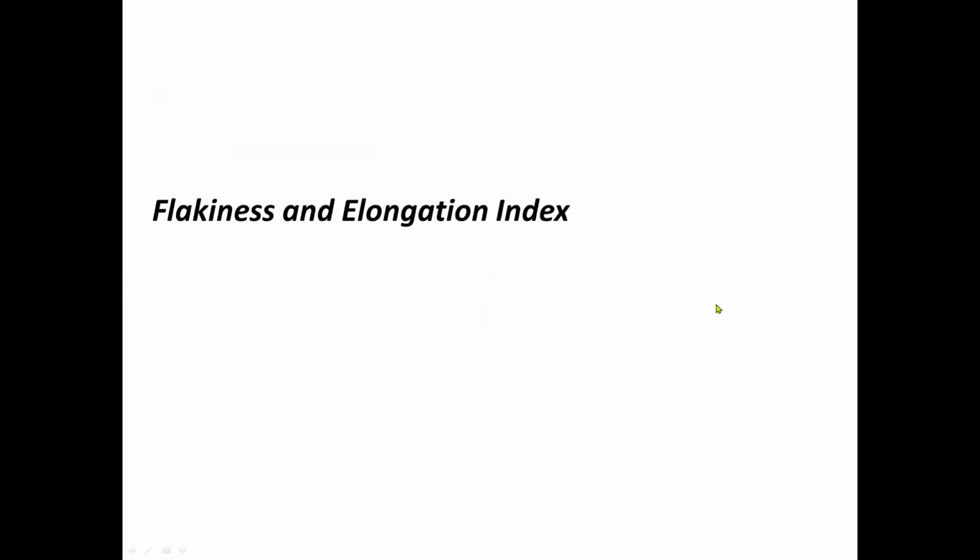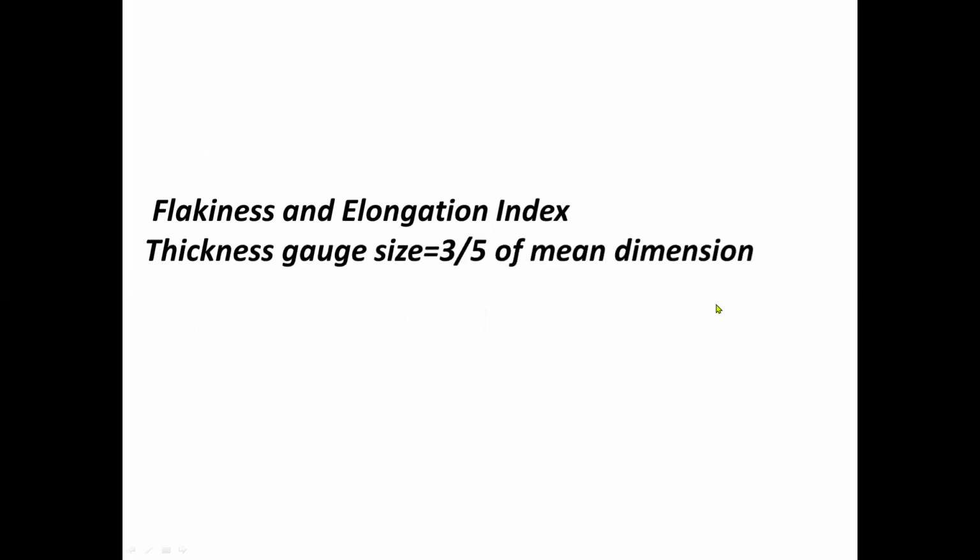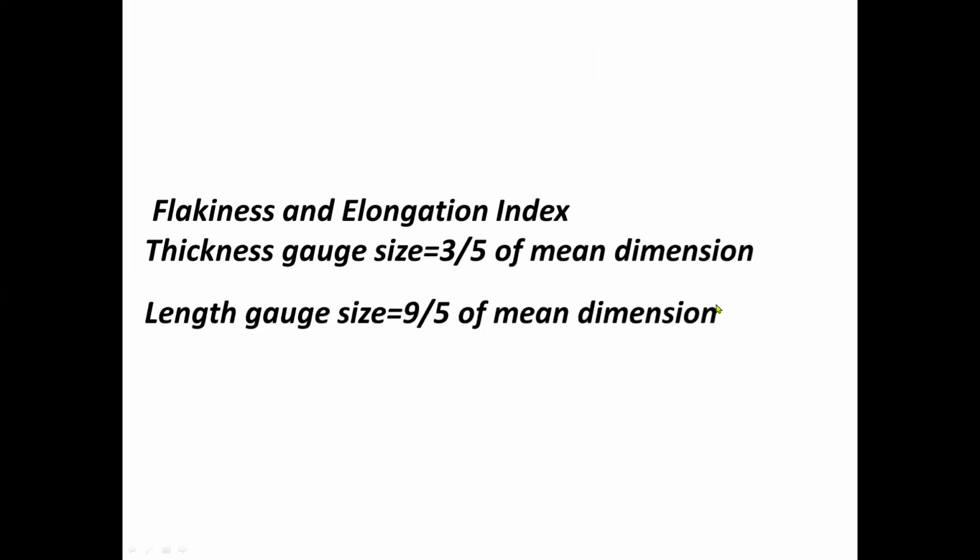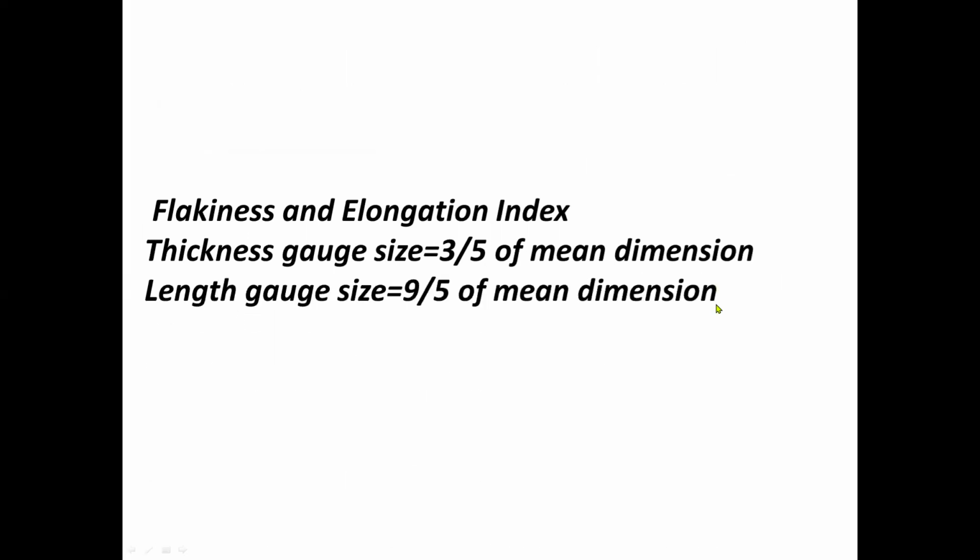For the flakiness and elongation index, the thickness gauge size must be 3/5 of the mean dimension, and the length gauge size must be 9/5 of the mean dimension.